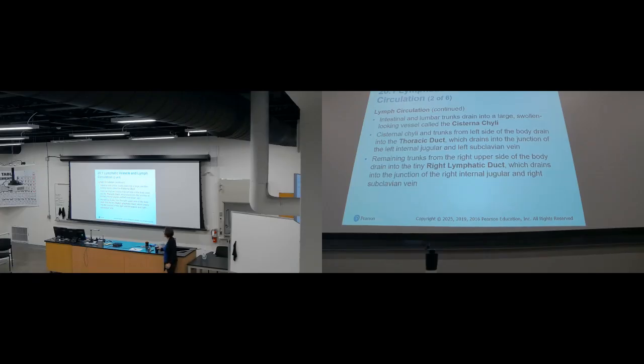The right lymphatic duct drains the lymph from the right upper side of our body, including the right hemithorax, the right upper limb, the right side of our face, the right side of our brain. And it drains at the region where the right internal jugular merges with the right subclavian.